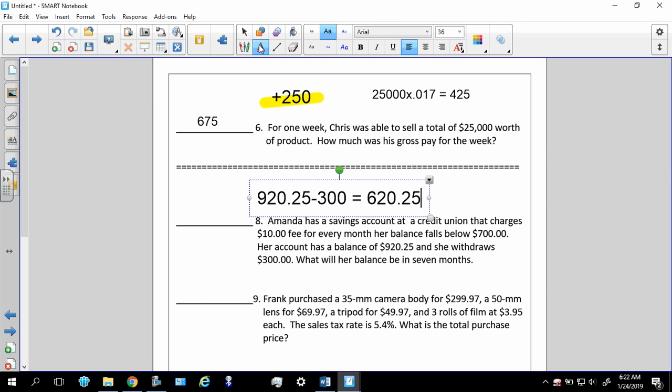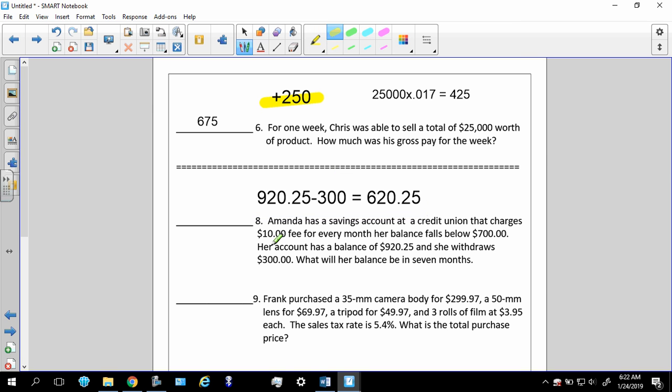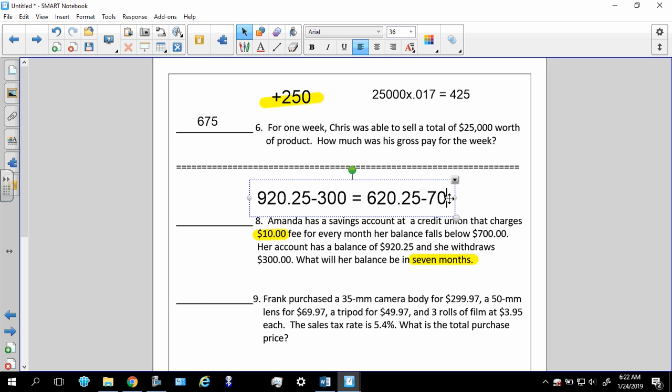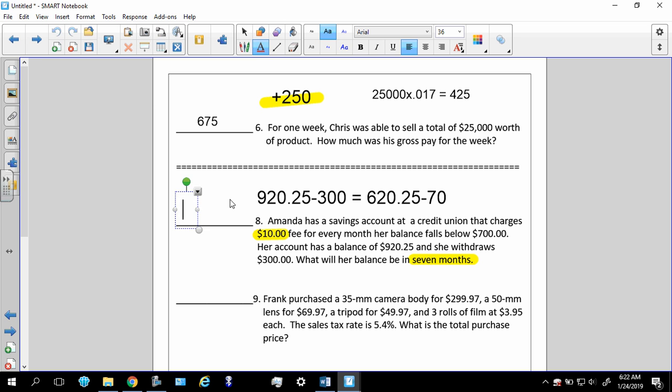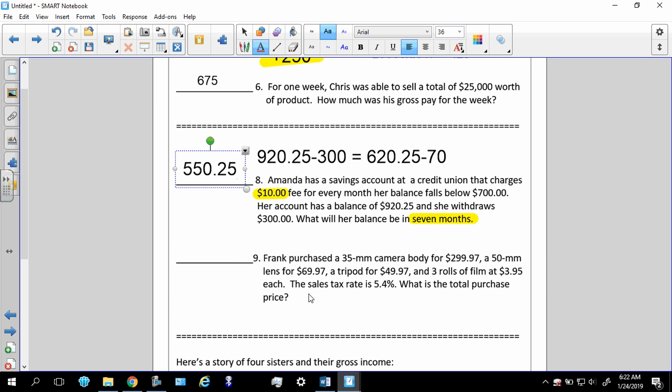But it also, let's see, $10 fee for 7 months. So that means we're going to continue the deduction by $70. And when we do that, we're going to get our answer of $550.25.